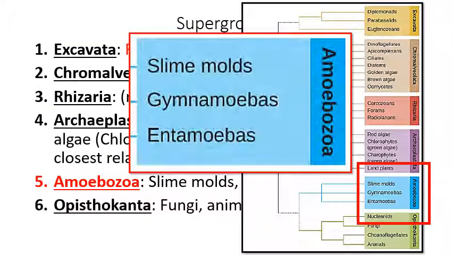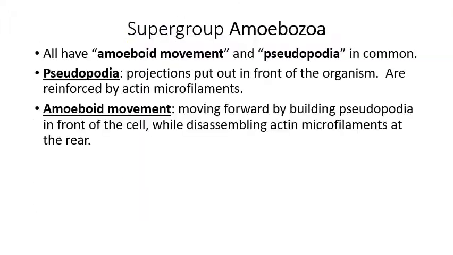All right, the amoebozoa, we have to deal with these in some detail, right? So we have the slime molds, the gymnamoebas, and the entamoebas as subgroups of the supergroup amoebozoa. Okay, the one thing they all have in common is that they all kind of roll around on a surface using a type of movement called amoeboid movement. And they put out pseudopodia, these long projections, like they're stretching out their arms to grab bacteria to drag them in and eat them. Those pseudopodia are made of actin microfilaments. We talked about actin microfilaments at the beginning. And they move through amoeboid movement.